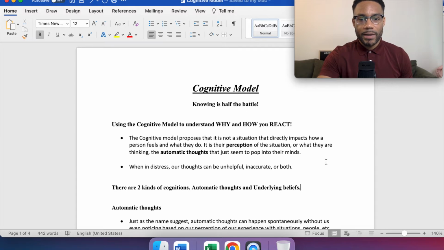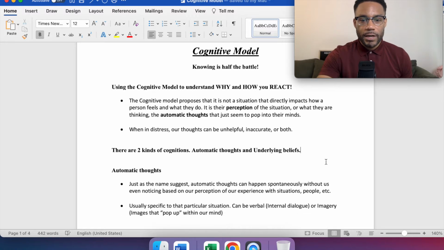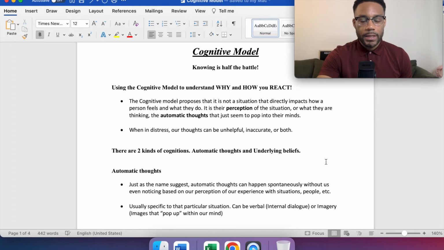Okay, so the cognitive model, knowing is half the battle. Using the cognitive model to understand why and how you react. The cognitive model proposes that it is not a situation that directly impacts how a person feels and what they do. It is their perception of the situation, or what they are thinking, the automatic thoughts that just seem to pop into their minds. When we're experiencing some form of distress, whatever's going on in that situation, our thoughts at the time can be unhelpful, inaccurate, or both.